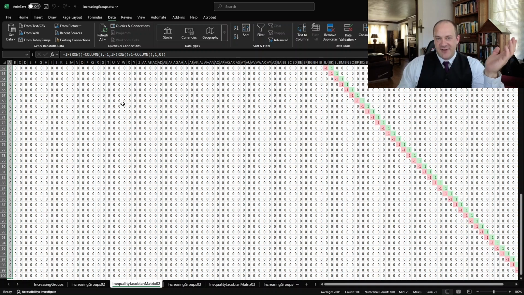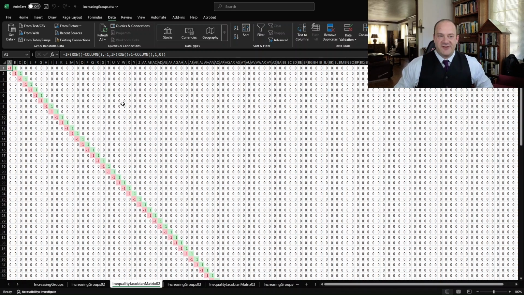So x2 minus x1 has got to be greater than or equal to 0. x3 minus x2 has to be greater than or equal to 0. x4 minus x3 has to be greater than or equal to 0. And that's precisely what you get when you take a vector of 101 components and multiply it by this matrix. The first row here, because there's a -1 in column 1 and a 1 in column 2, gives you precisely negative x1 plus x2, which is equivalent to x2 minus x1.